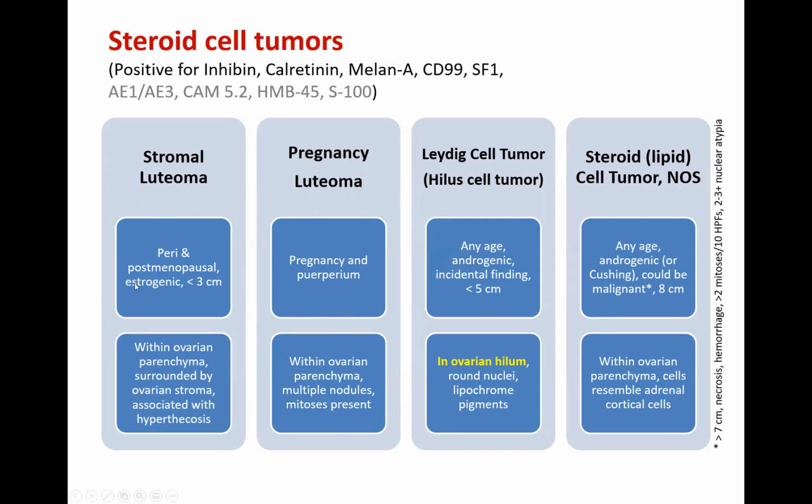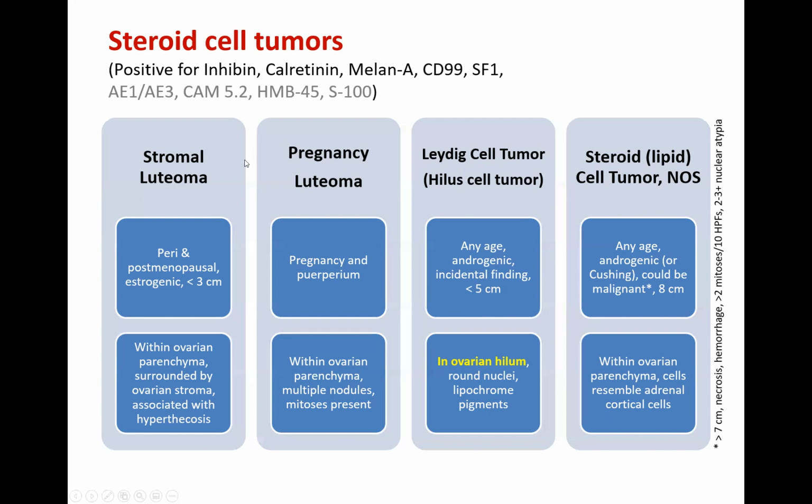Stromal luteoma is typically seen in perimenopausal patients. You will be presented with a very small tumor, less than 3 centimeters. And microscopically, you will see luteinized cells surrounded by theca cells. In other words, it occurs within the ovary itself, which is very different from this tumor here, which is Leydig cell tumor, which is also typically small, but it is present in the hilum.